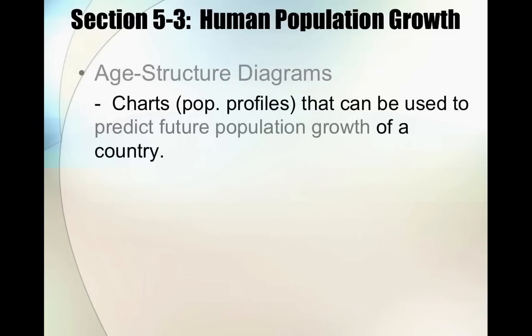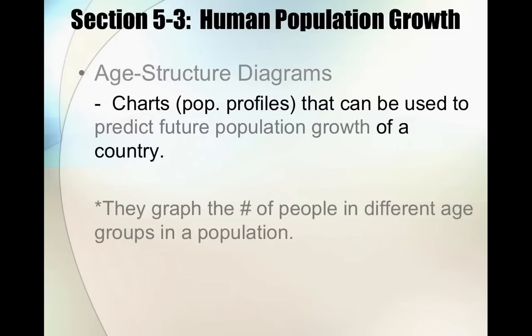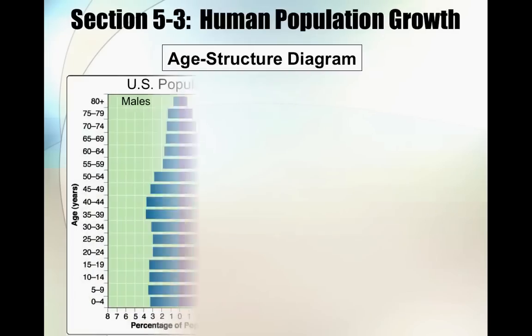These are age structure diagrams. I like to call them population pyramids. I think the more current term I learned in college was population pyramids. But anyway, these are charts that can predict future population growth, and they show us the different ages and the sex breakdown of a population. They graph the number of people in different age groups, but they also break it in half by sex. So let's take a look at these right here.